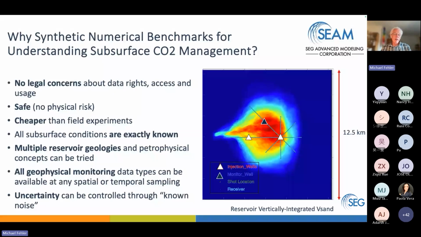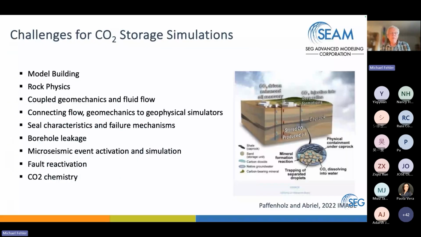We can investigate multiple reservoir geologies. We can modify the petrophysics. We can investigate different monitoring types and different monitoring scenarios, different acquisition scenarios. And we can control uncertainty through known noise. So modeling, simulation, allows us to investigate a range of monitoring scenarios and determine which ones work best and which ones are the least expensive. We're trying to find a sweet spot.